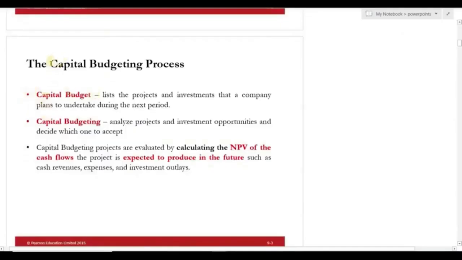Let's see capital budgeting. Capital budgeting means we have a list of projects, right? And we need to see A, B, C, D. So for project A, we can have different criteria: NPV, IRR, profitability index. So this A, B, C, D is basically called the capital budget. Capital budget is the list of the projects that the company plans to undertake in the future.